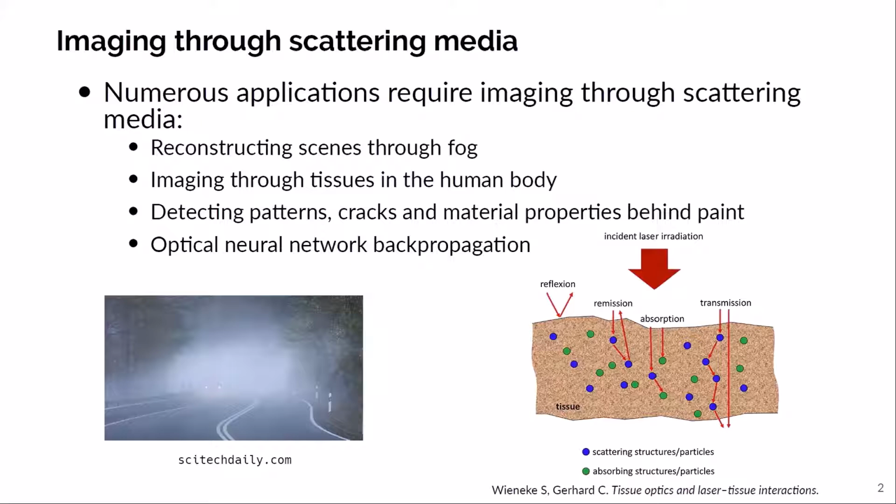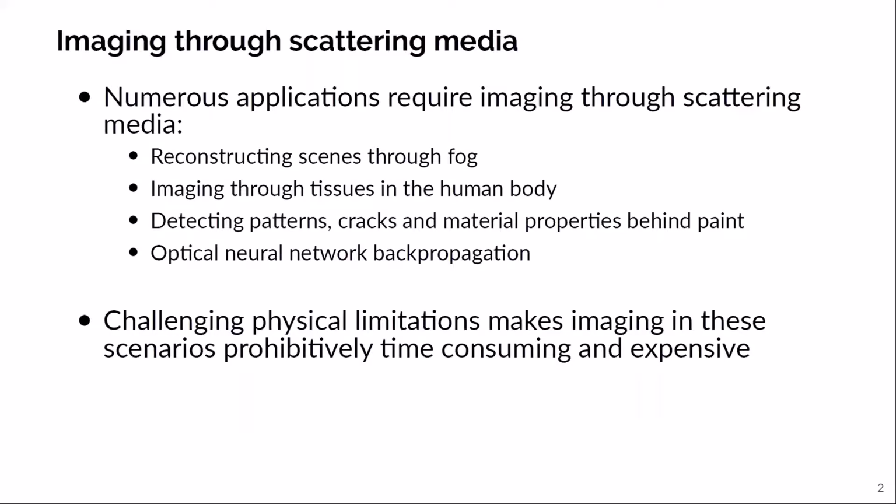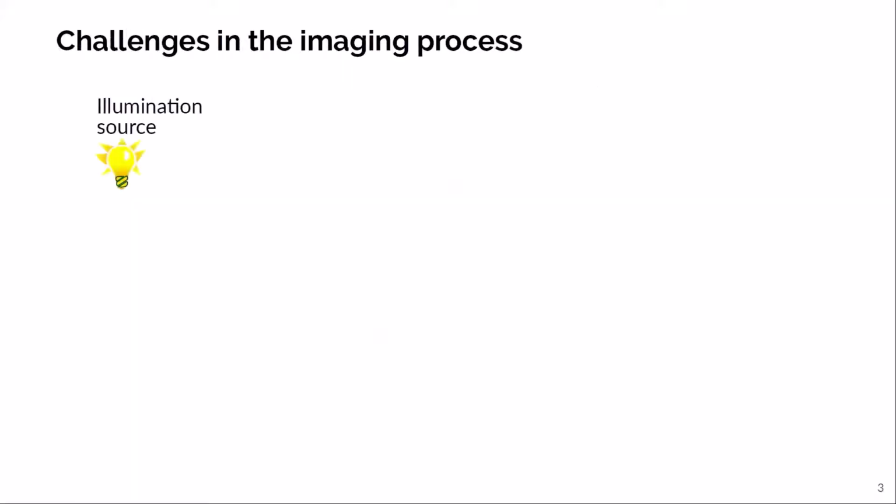Now, there are various algorithms and techniques to image through scattering media and try and identify random scattering media. However, due to some physical limitations, which I'll get into momentarily, these algorithms are very time-consuming and computationally expensive, which limits the scale of the imaging that we can do. So to understand this better, let's look at the imaging process.